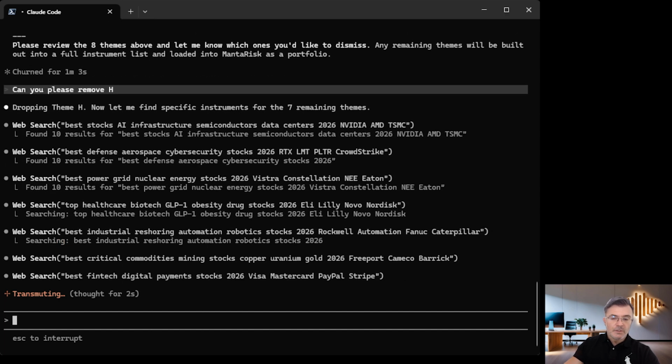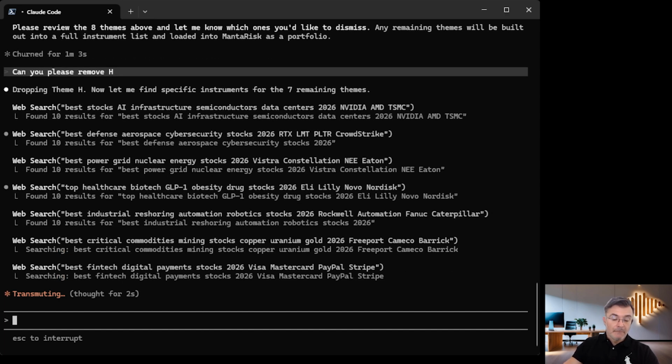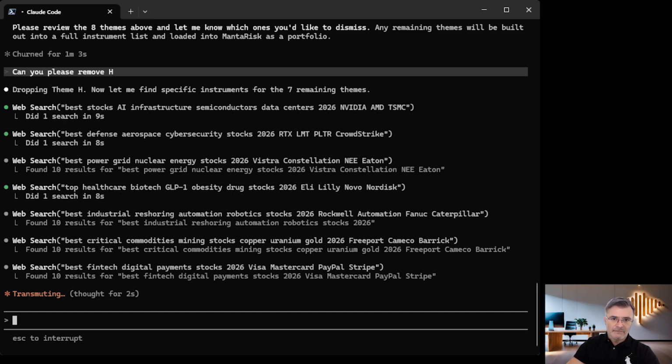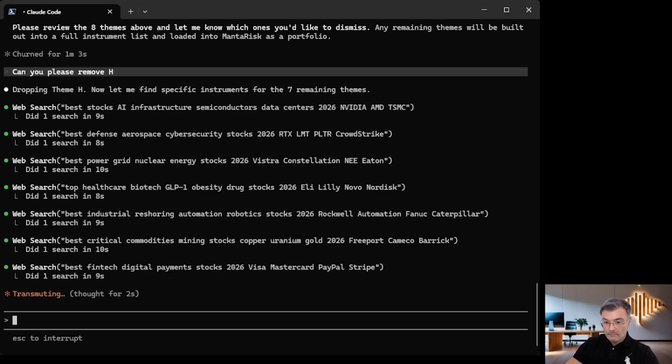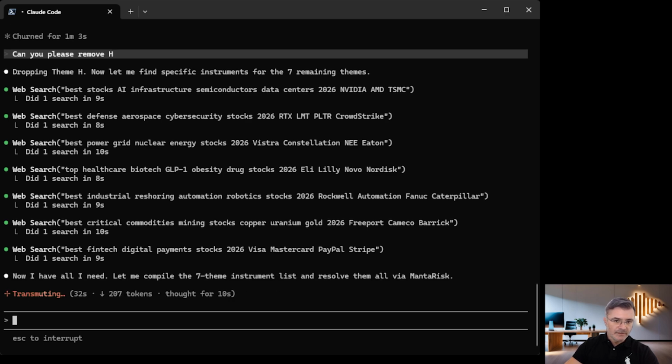And now it's looking for instruments that match those themes. And I've asked it to find at least 5 instruments per theme. Now, ideally, you would want to find quite a bit more, maybe 10 per theme, and then really have the breadth of instruments required to balance the portfolio properly. But let's just go with 5.